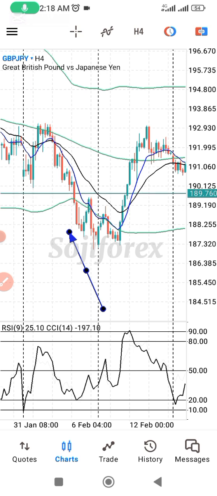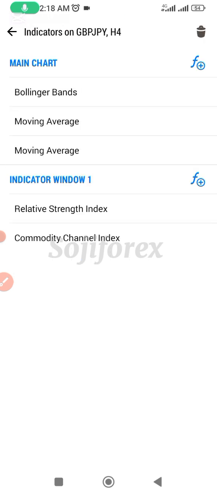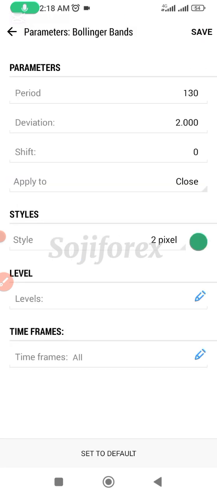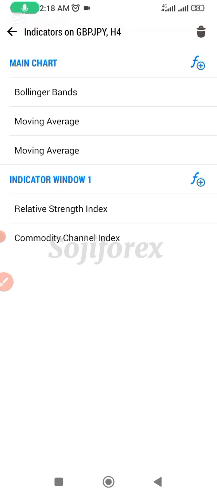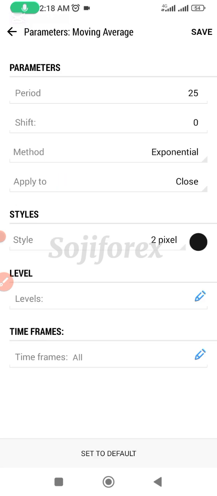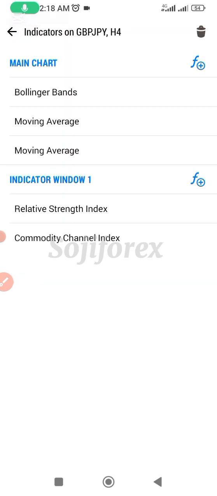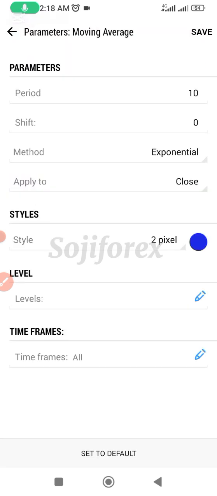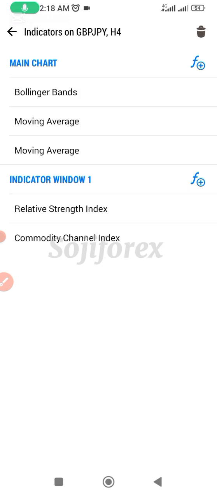I'll run you briefly through the setting of this indicator. First is our Bollinger Band. The period is 130, the deviation is 2.0, the shift is 0. You can take a screenshot and do the setting on your phone. Here is the other one, period 25, shift is 0, the method is exponential. And then we have our moving average, period 25, method exponential, and you apply to close.